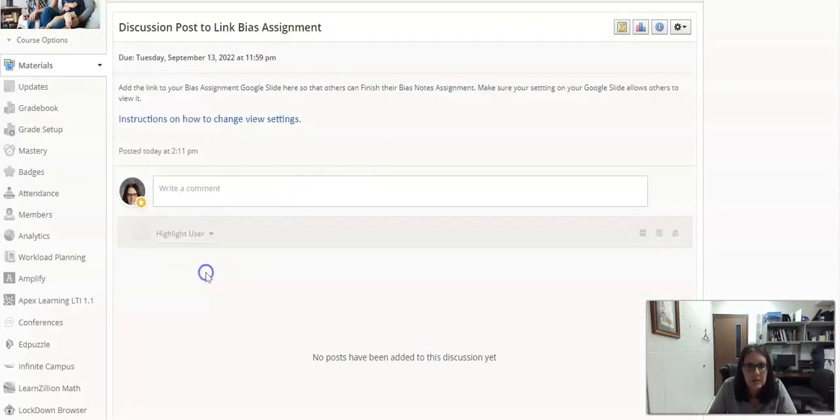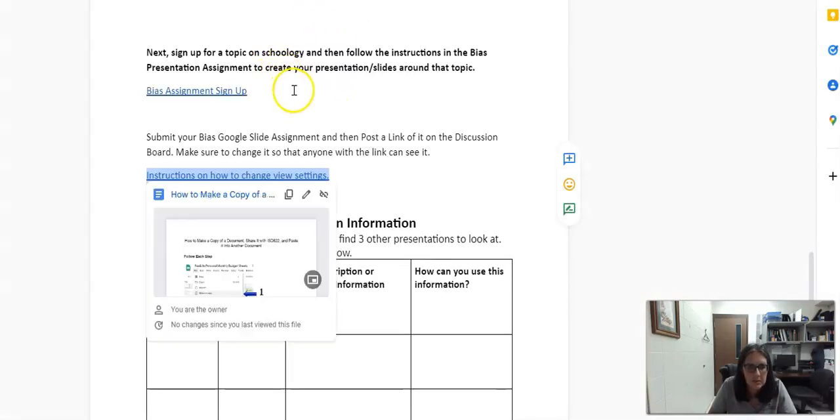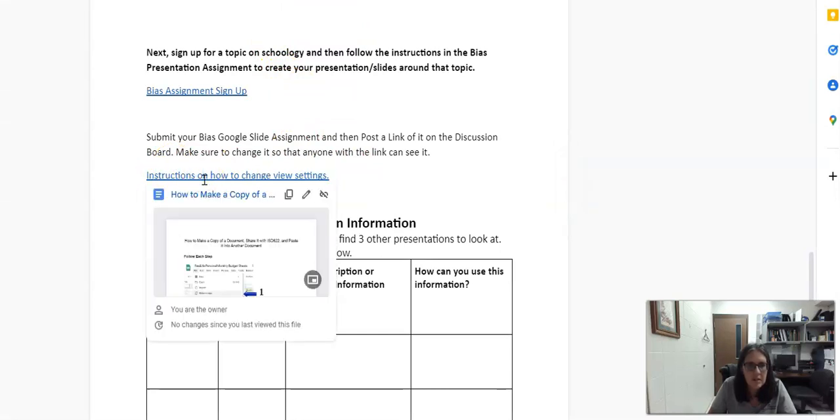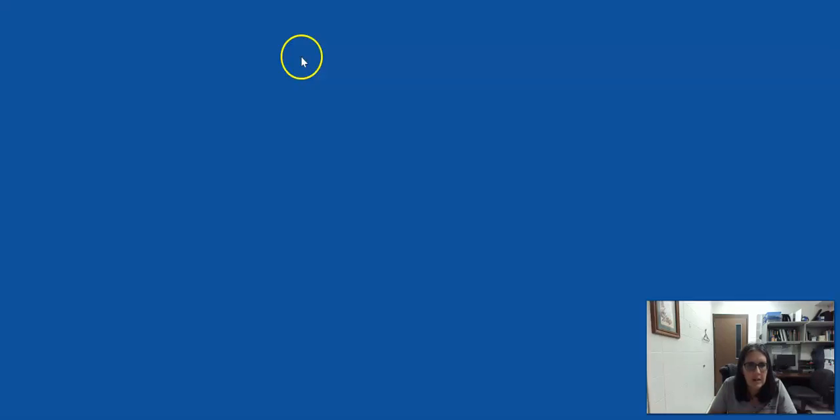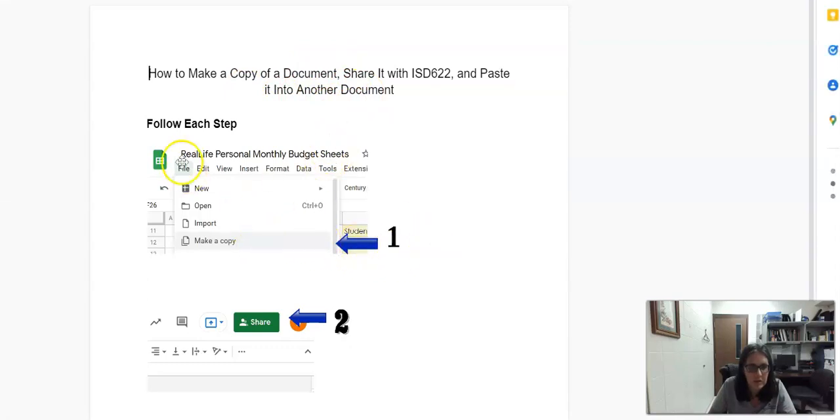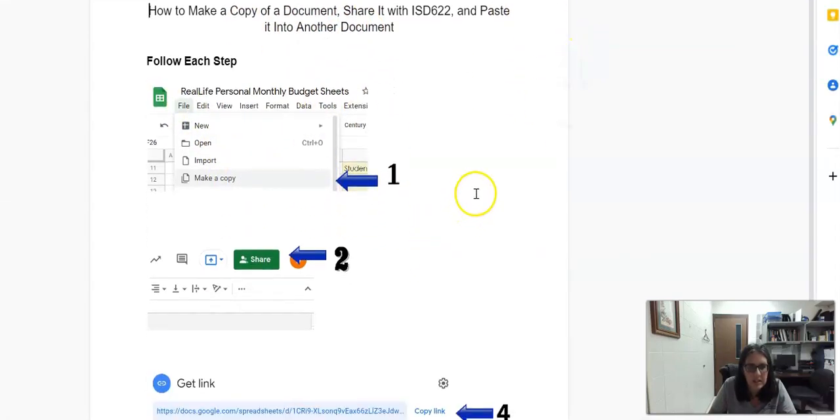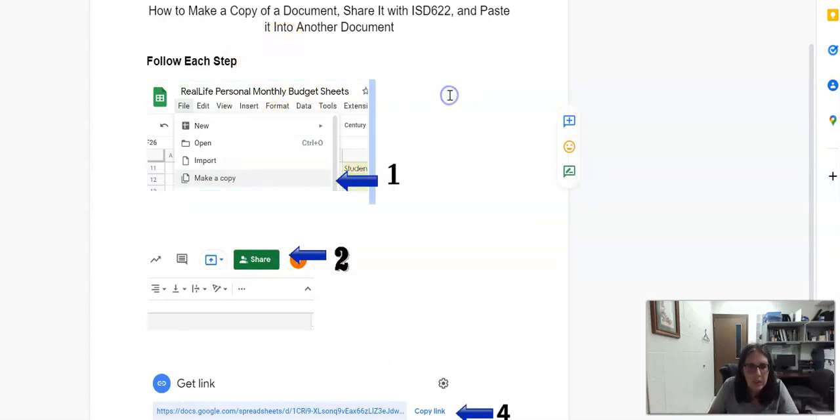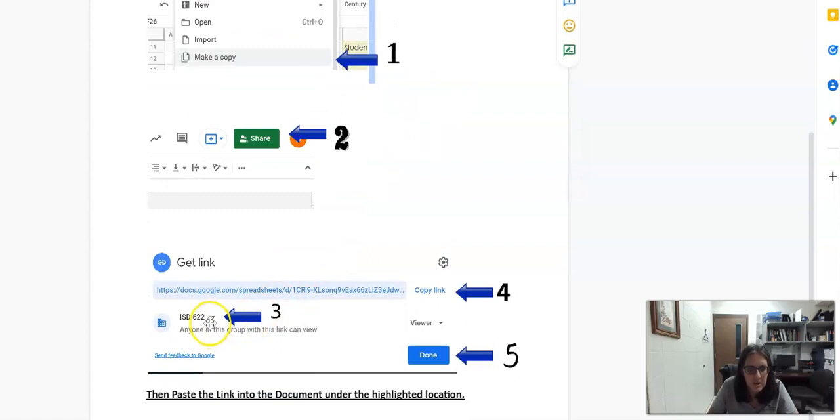If later you need to look back on it, it's in your assignment, right here, with instructions on how to change your settings. This shows how to make a copy, but I have it step by step showing what to do. You can go to make a copy or the share settings, but skip the make a copy and just go to the share settings. Then you just change this to ISD 622, hit copy the link, and then done. So follow the little numbers on here as well.